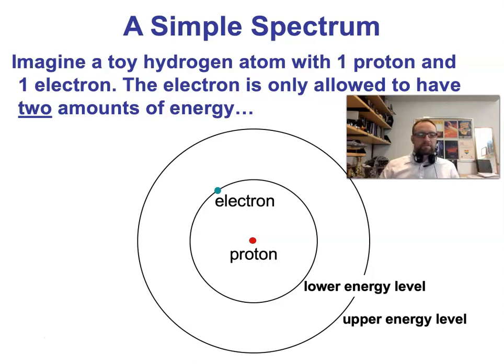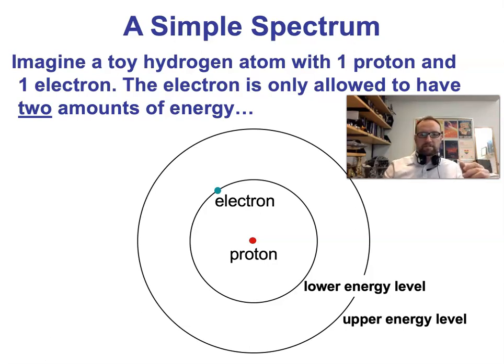If you remember your basic chemistry, electrons can only exist in atoms at specific discrete energy levels. In this case, the electron can be at the lower energy level, the upper energy level, that's it. Nowhere in between. If the electron can only exist at two specific energy levels, how do you go from the lower energy level to the upper energy level?